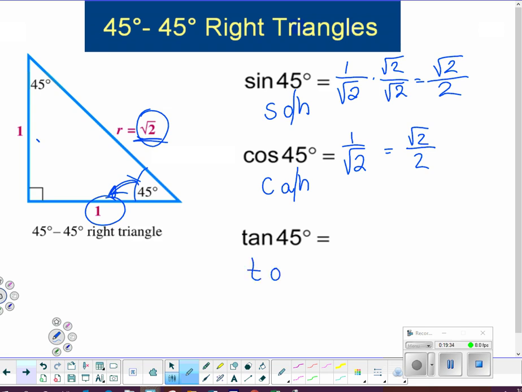Tangent is TOA. It compares opposite and adjacent. Opposite of 1, adjacent of 1. So it compares 1 to 1, and we get an answer of 1. So there's some special right triangle values.